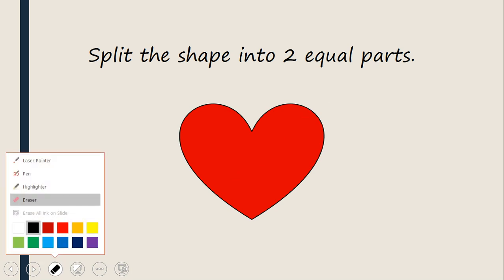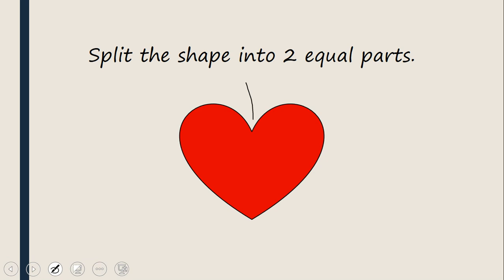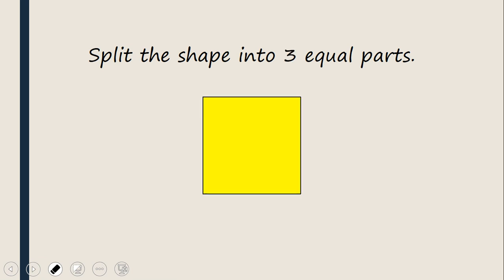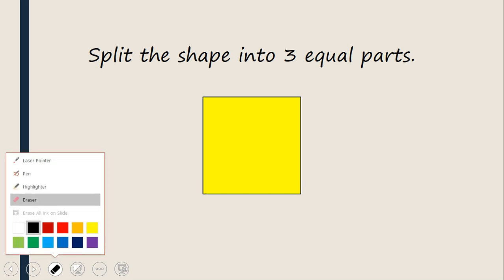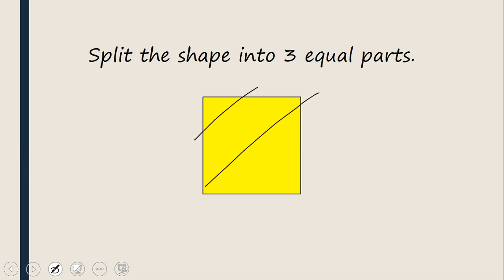Good. What about if I split it straight down the middle? Is that equal? Yes. I hope that you have said it is. There's my straight, much straighter line. Straight down the middle, it is equal. Now, how can I split this shape into 3 equal parts? Should I split it like this? Is that 3 equal parts?